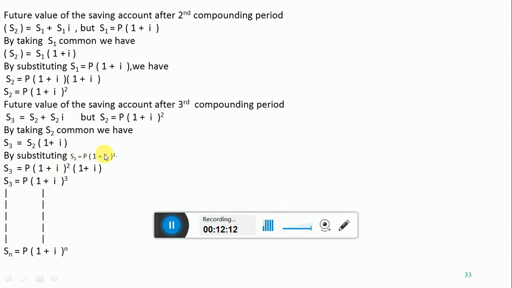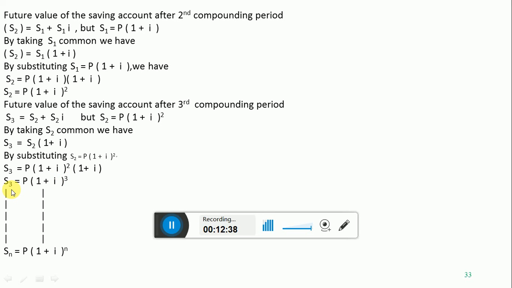Now we will replace S2 with its value. S2 is P whole multiplied by (1 plus i) whole raised to the power 2, multiplied by (1 plus i). Here the bases are the same, 1 plus i raised to the power 2, and 1 plus i raised to the power 1. When the bases are the same, the powers must be added. So 2 plus 1, P multiplied by (1 plus i) raised to the power 3.